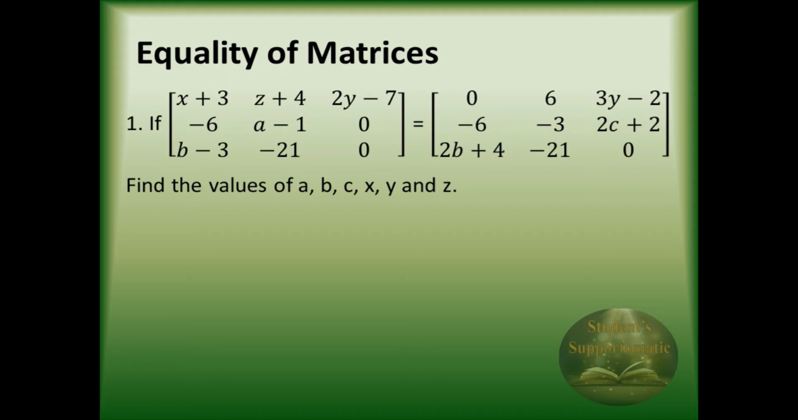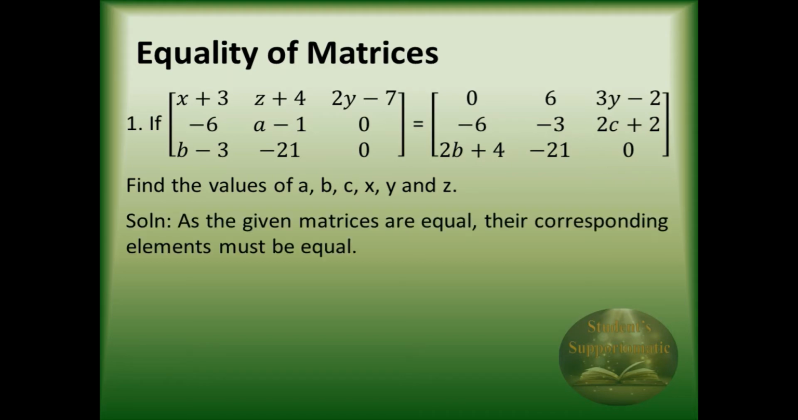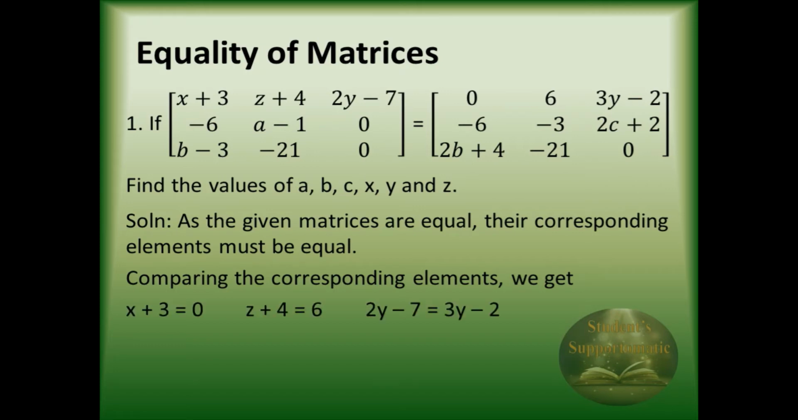Let's find it. Solution: as the given matrices are equal, their corresponding elements must be equal. This is the condition of equality of matrices. So comparing the corresponding elements, we write x plus 3 is equal to 0, because this is the corresponding element of x plus 3.